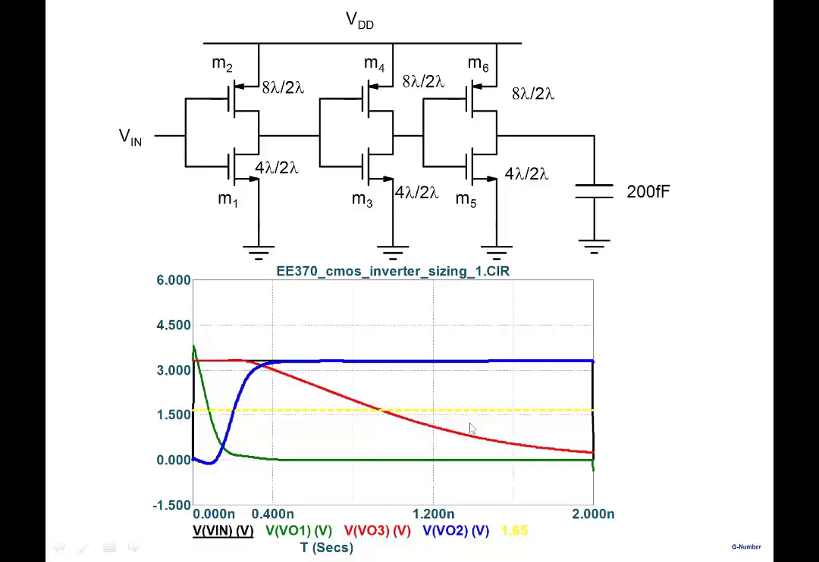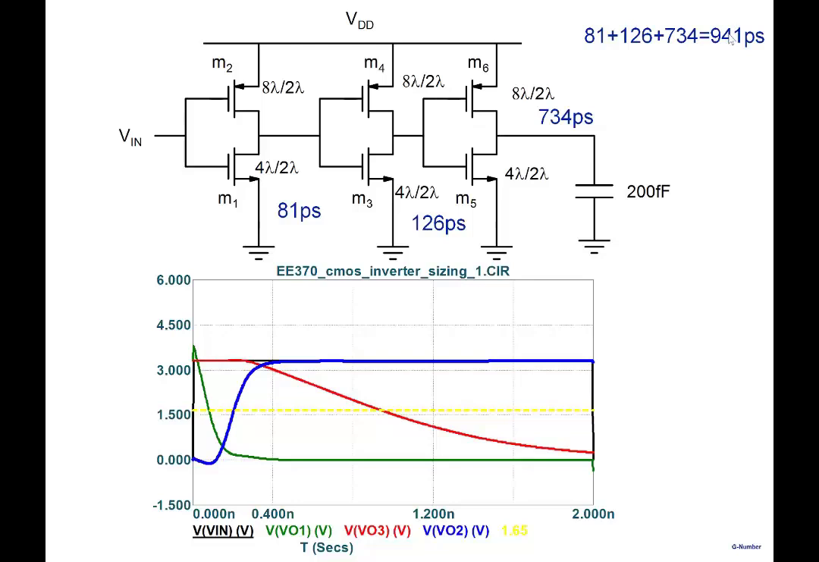Now I can calculate the delay of each inverter. Delay of each inverter means 50% of the output to 50% of the input, then 50% of this output measured from 50% of this input, and we can calculate all the delays. The delay comes out to be, for the first one, 81 picosecond, for the second one, 126 picosecond, for the third one, 734 picosecond. Overall delay from input to output, you add them up, is 941 picosecond.